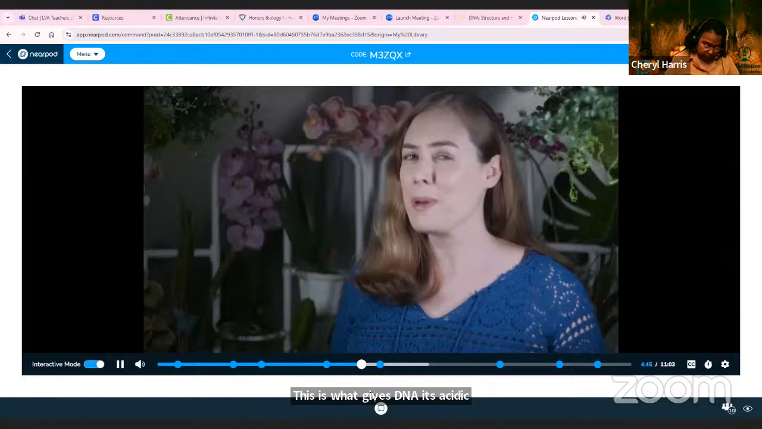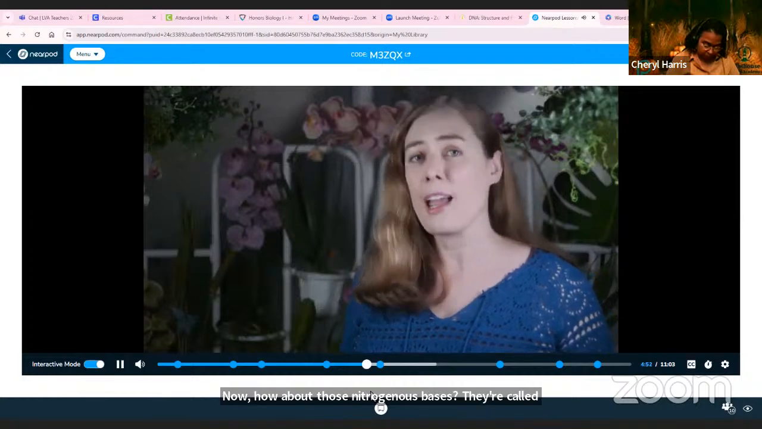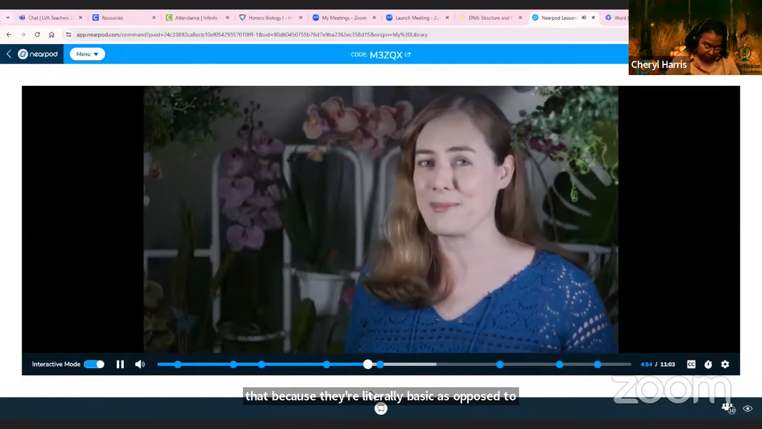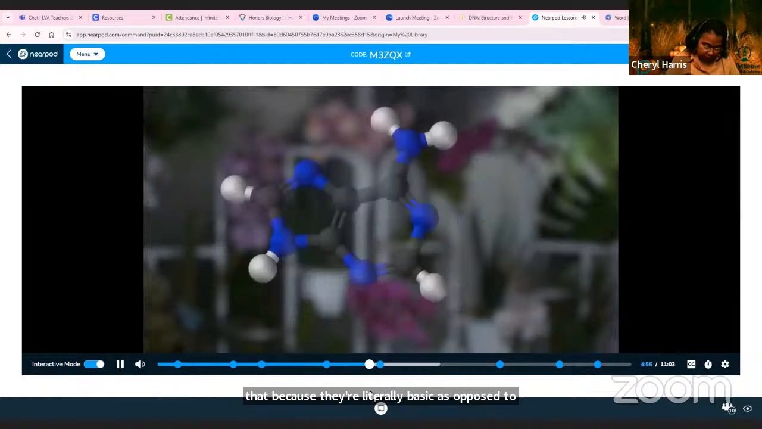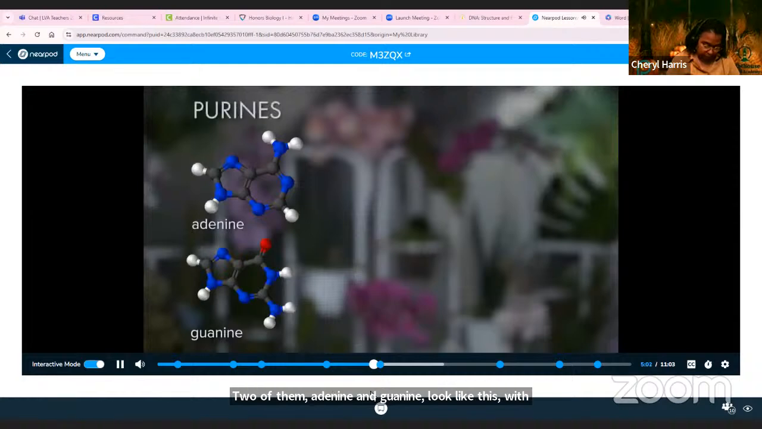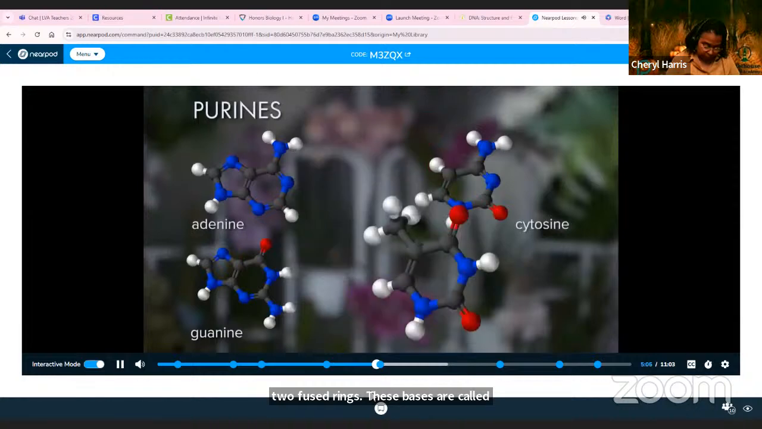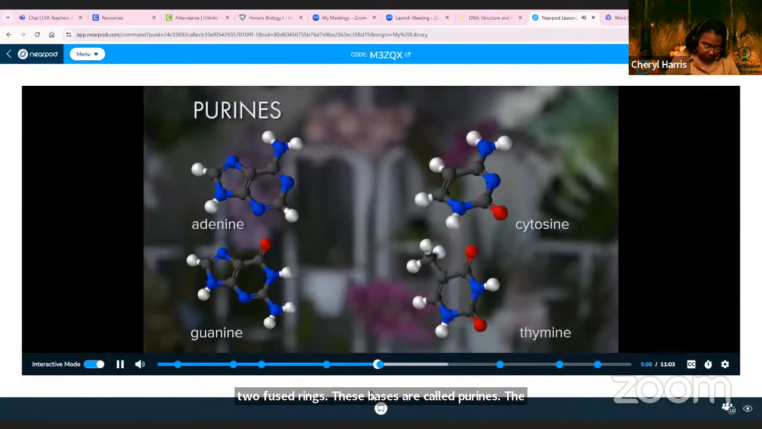Now how about those nitrogenous bases? They're called that because they're literally basic as opposed to acidic, and they all contain nitrogen. 2 of them, adenine and guanine, look like this, with 2 fused rings. These bases are called purines. The other 2, cytosine and thymine, look like this, with only 1 ring. These bases are called pyrimidines.